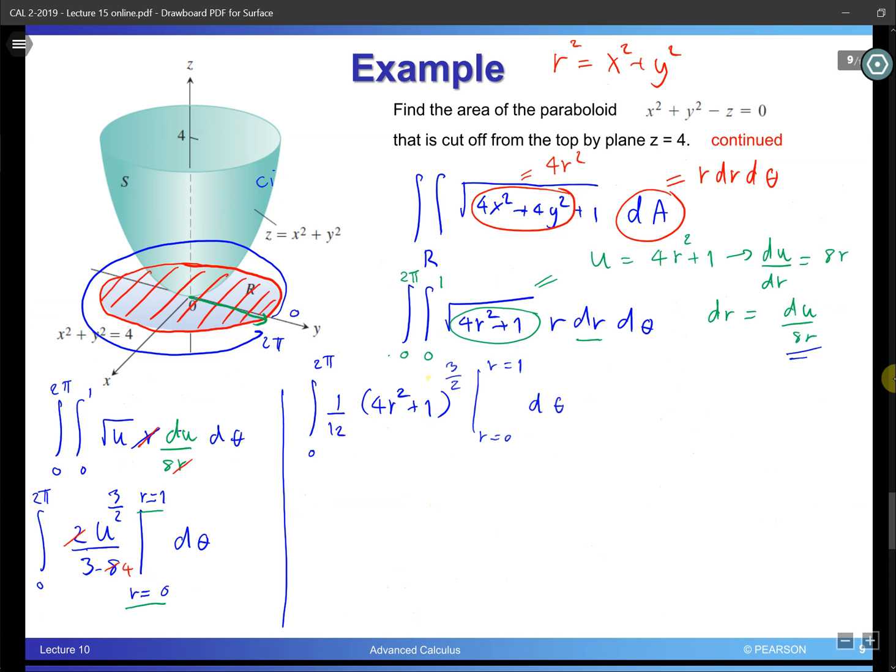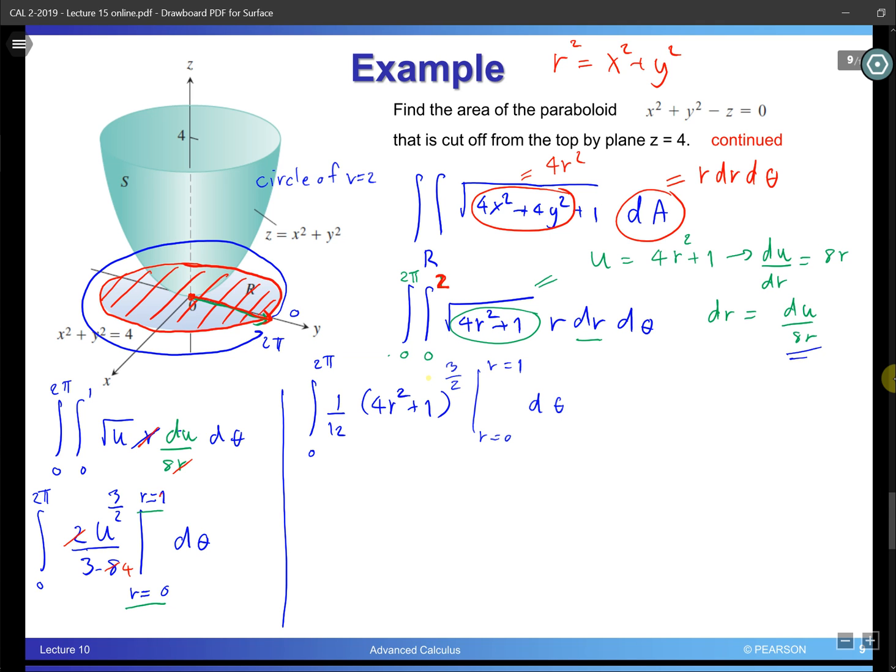Circle of radius equal to 2. So when I sweep this, it is not 0 to 1. It has to be 0 to 2 right here. That is why the number is off. Okay, so I need to evaluate at r sweeping from 0 to 2.